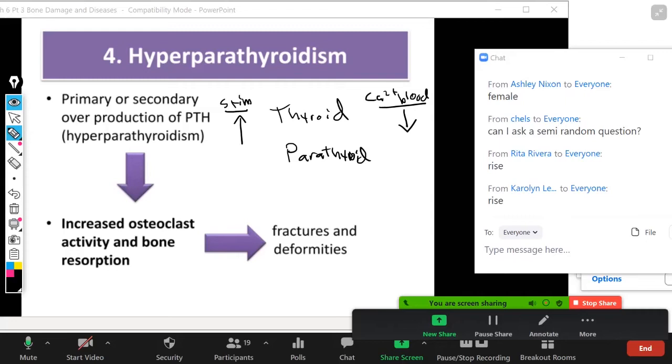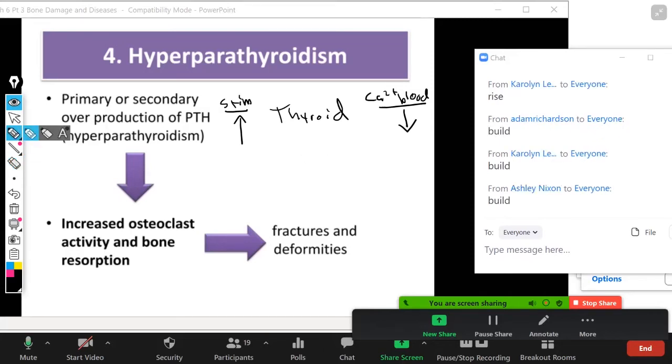Now, when it does that, is it going to build bone or break down bone? If you want to lower the calcium that's in the blood, are you going to build or break bone? Oh, you guys are on it. Good.